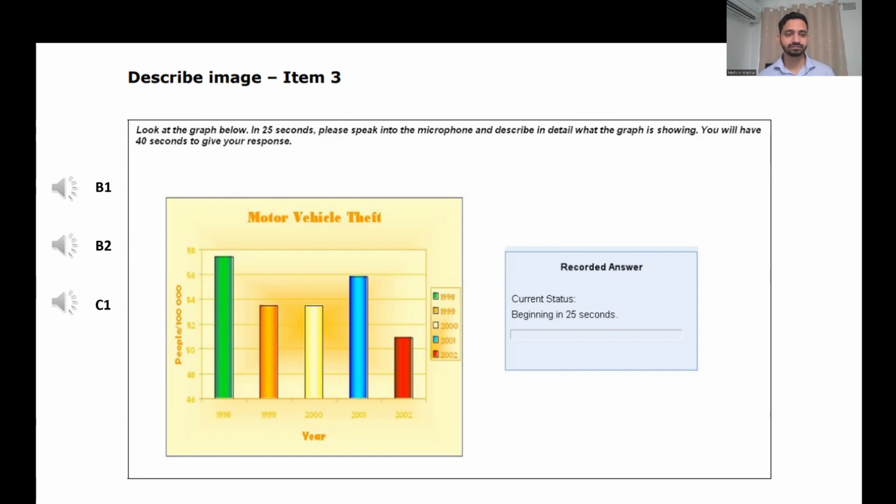Following graph shows us about the motor vehicle theft from 1998 to 2002. The highest number of motor vehicle thefts were recorded in 1998, and the lowest number were in 2002. 1999 and 2000, it was around 53.5 per 100, 3.5 thousand per 100,000. It increased again in 2001 and it has gone down considerably in 2002 actually.